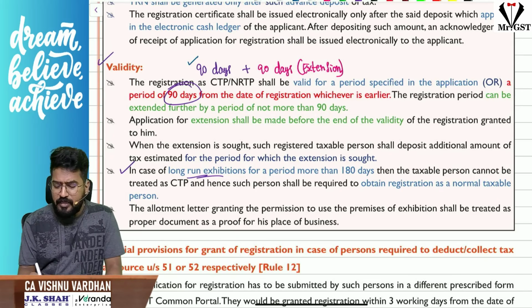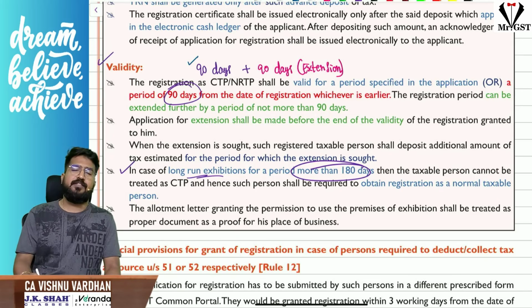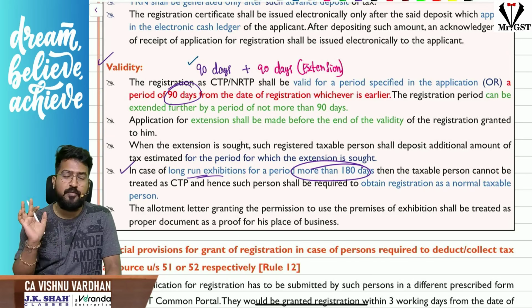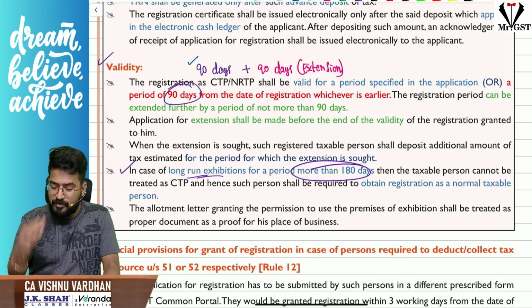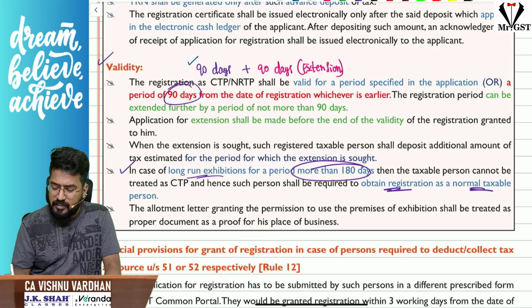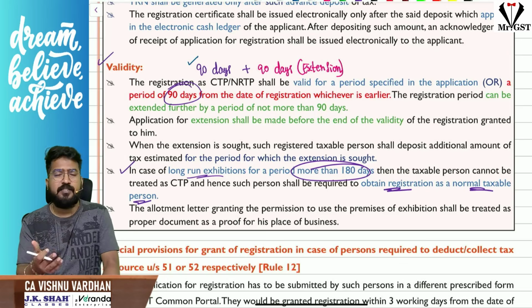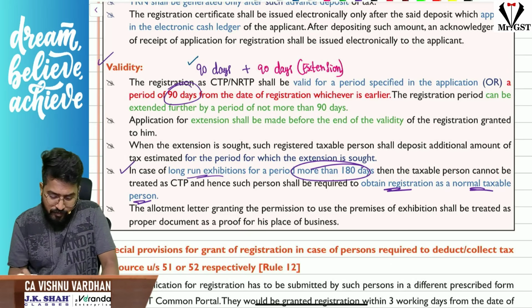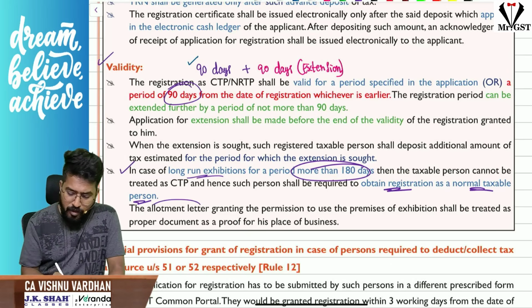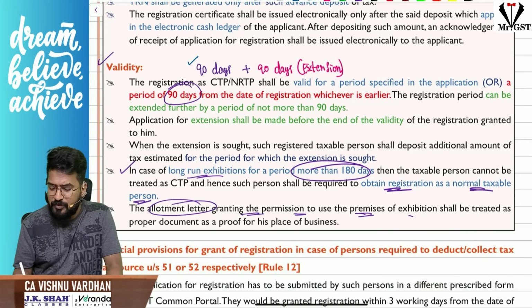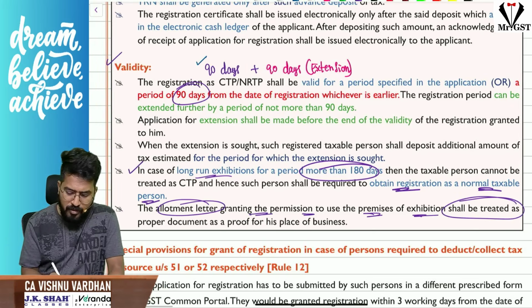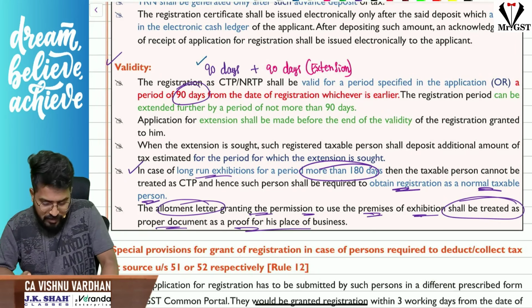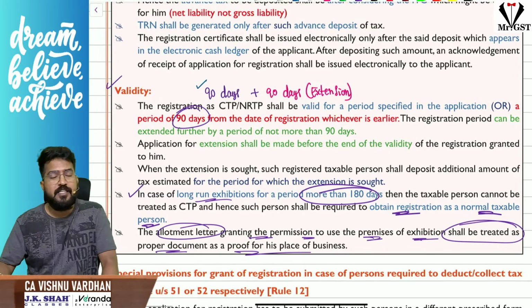In case of long run exhibition for a period more than 180 days, what should I do, sir? You don't do anything. Take registration as a normal taxpayer. Don't call yourself a casual taxable person. There itself obtain registration as a normal taxable person. Once the exhibition is over, cancel your registration and go back to your place. That is the point. And the allotment letter granting the permission to use the premises of the exhibition, that itself will be treated as proper document for granting you the registration certificate, treating it as place of business. That is with respect to CTPs and NRTPs.